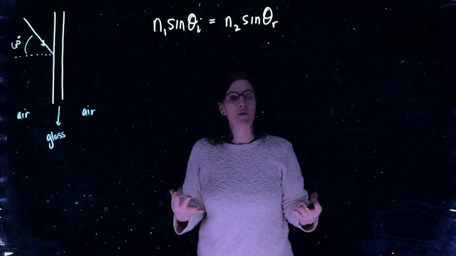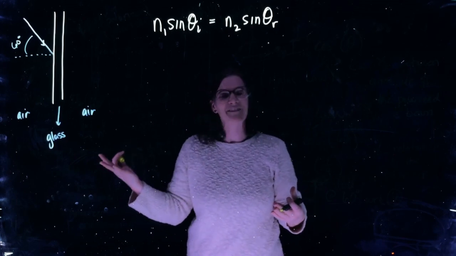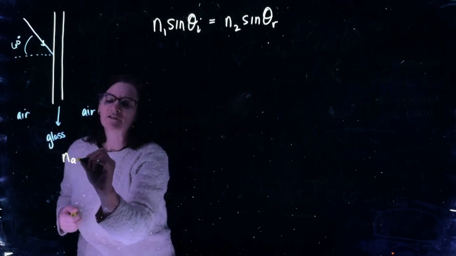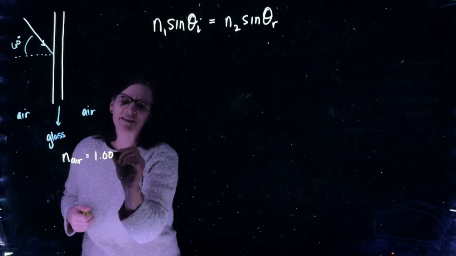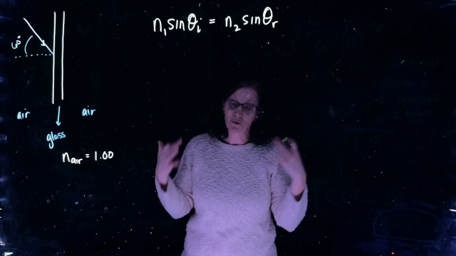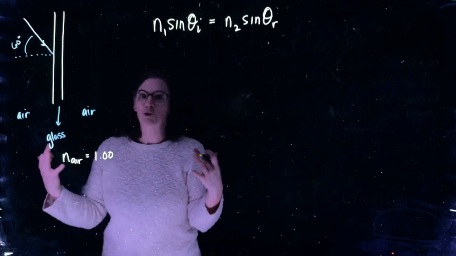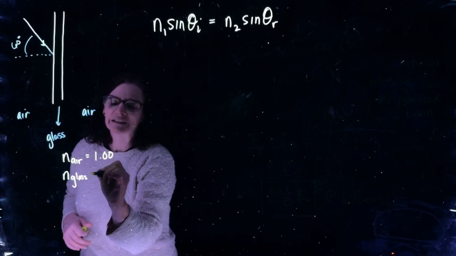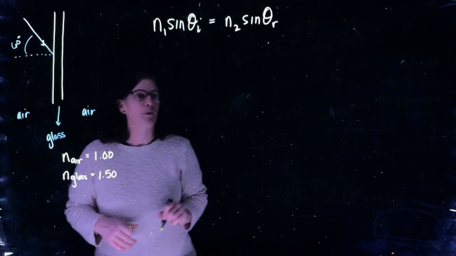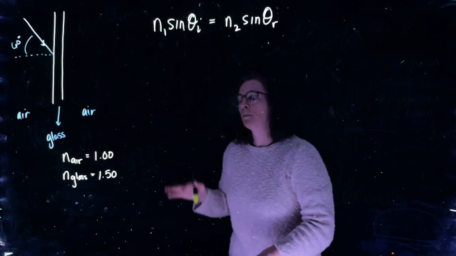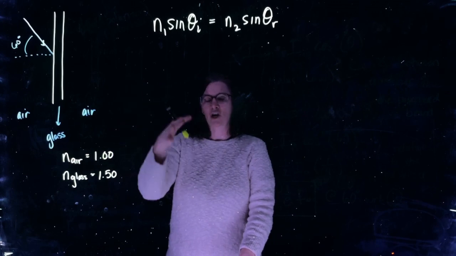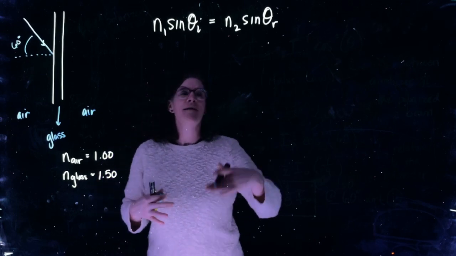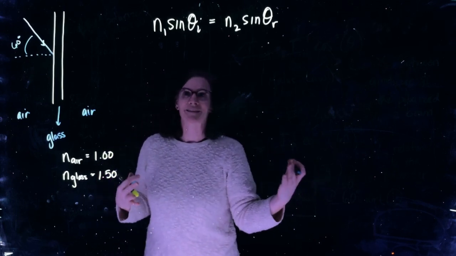Of course, we need to know the index of refraction for both air and glass. So the index of refraction for air, we're going to assume a vacuum in this case, is 1, and normal air, not too humid air, typically has that index of refraction. And the index of refraction for glass is 1.5. Okay, so part A is going from air to glass. So our incident ray is going to be air. Our refracted ray is going to be in the glass.